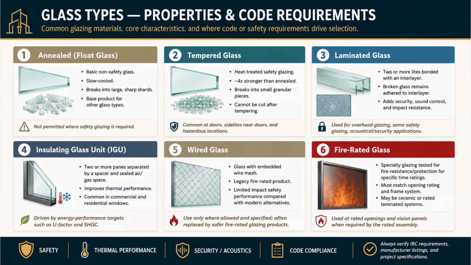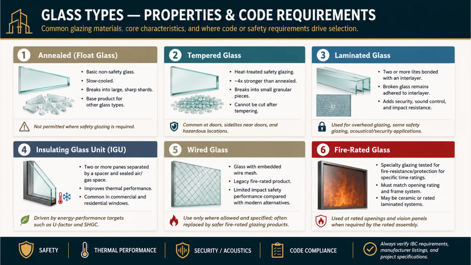An insulating glass unit, an IGU, is 2 or more panes separated by a spacer and a sealed air or gas space. It improves thermal performance and is common in both commercial and residential windows. This is driven by energy performance targets like U-Factor and SHGC, which we'll define in a moment. The sealed gas space is what does the insulating.